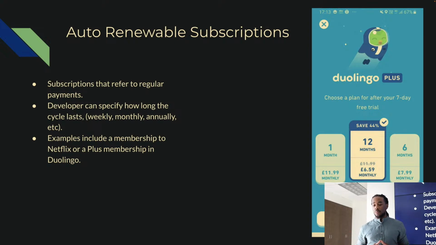An example of this would be an app like Duolingo, where they offer a Plus membership. As you can see in this image right here, their membership is on a 12-month basis, and they pay $6.59 monthly, and it's auto-renewable. So once the month ends for the first one, it automatically charges that user again for the second month, and so on and so on. Same thing with apps like Netflix or Tinder.